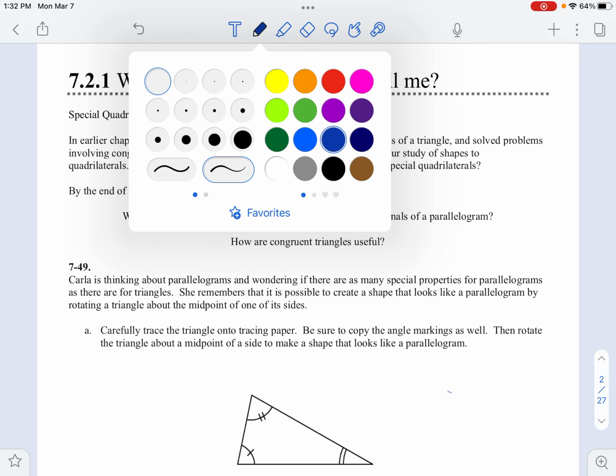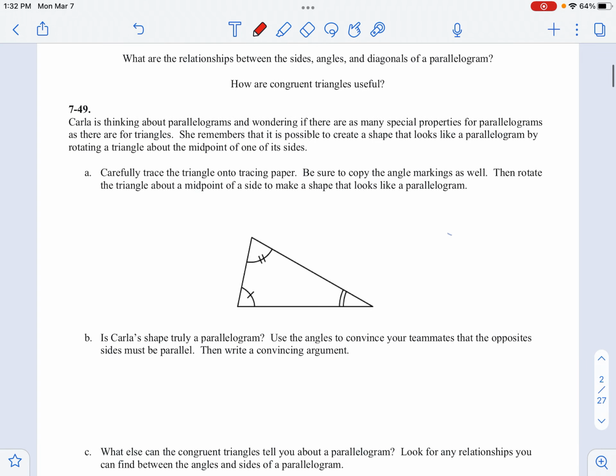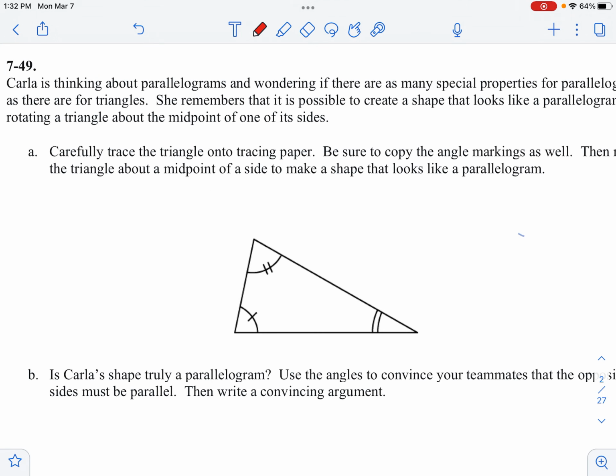So what I'd like you to do is draw in a midpoint to one of the sides here. The midpoint is going to be like the point right in the center of that line. And then let's go ahead and trace. I'm going to do it a different color so you can see it rotate. So I'm going to trace the existing triangle that we've got here.